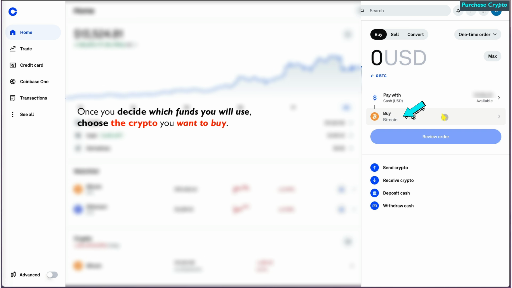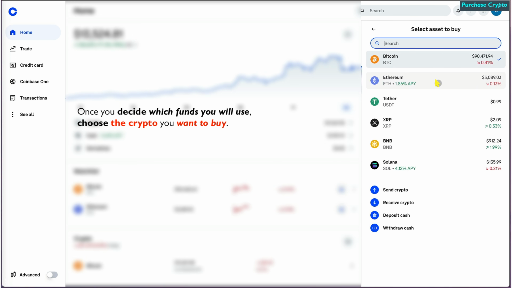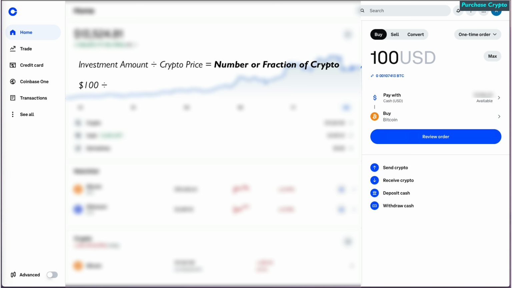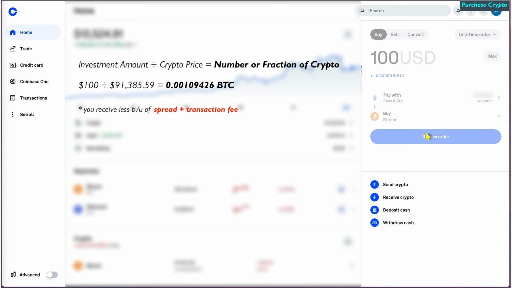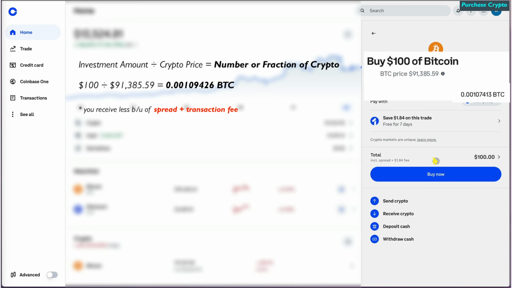Next, you need to choose which crypto you want to buy. I have Bitcoin listed, but you can select other cryptocurrencies available on the Coinbase marketplace. Enter the amount you want to purchase. For example, $100 worth of Bitcoin, which is a small fraction of a Bitcoin. When I select Review Order, I can see the current Bitcoin price of about $91,000. For $100, I would receive 0.00107413 of a Bitcoin.